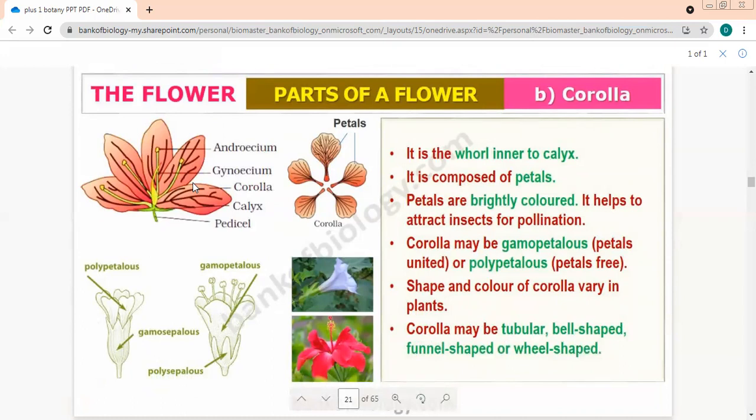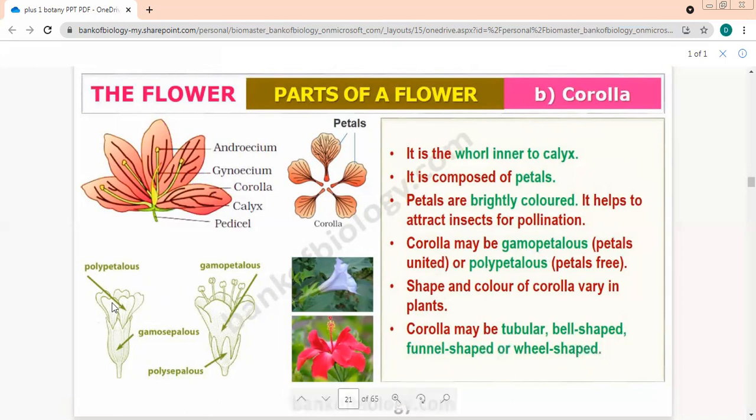They're brightly colored because they have to attract insects for pollination. Again, exactly the same words. Corolla may be gamopetalous or polypetalous. Beta, there the word was sepal, and here we are going to use petal. Gamosepalous and polysepalous there; here we are going to call it gamo. There it was sepalous, so what word should we use here? Petalous. Gamopetalous. Yes, the meaning is exactly the same.